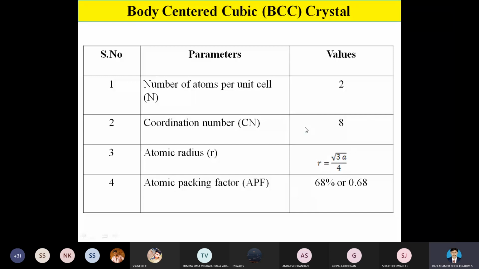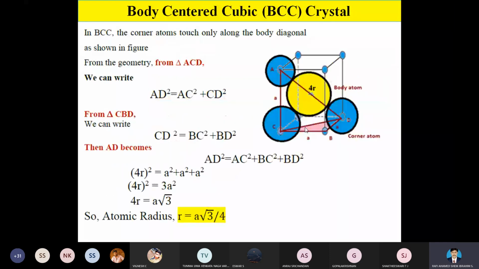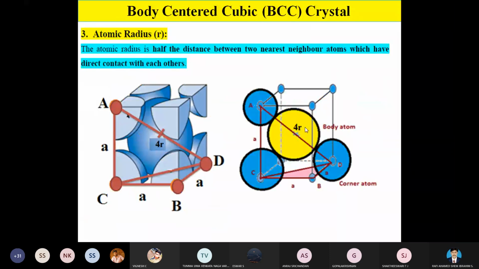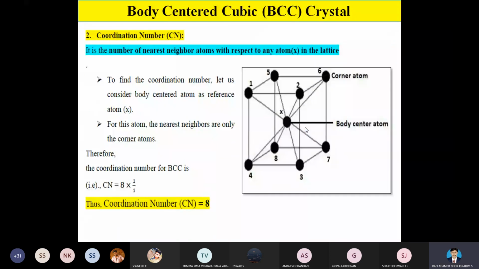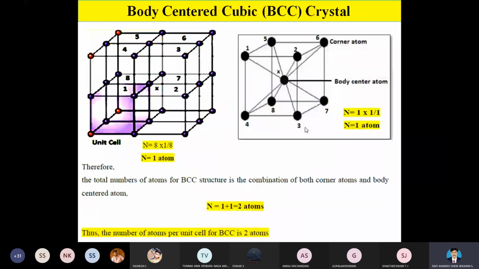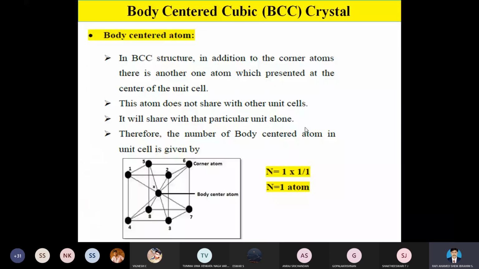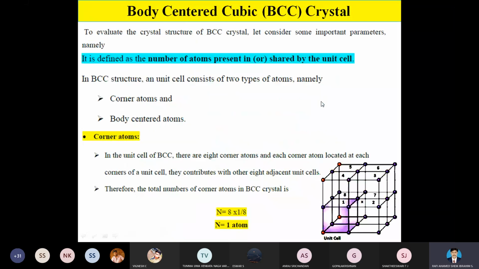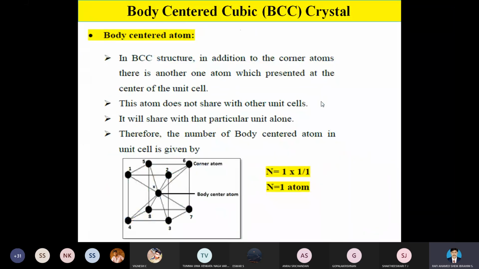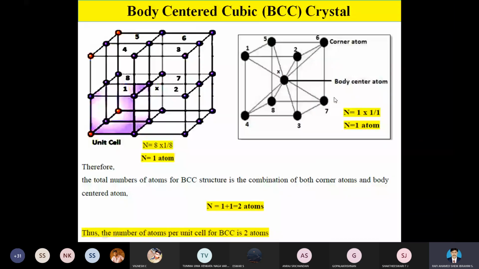These are the ways you have to represent it while writing your examination. These are all the terms you have to specify. You have to draw the structure also. You can consider one relevant structure for each parameter. If you are going to consider the body-centered atom, then for coordination number, you can consider the structure alone.